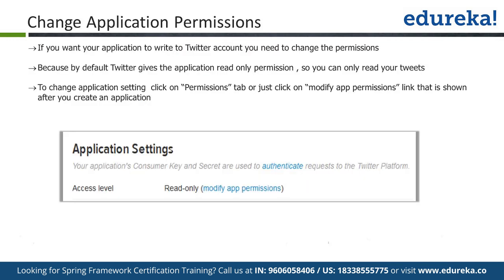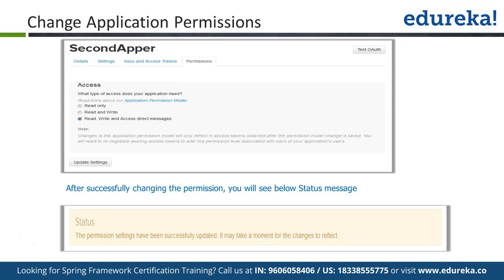Then you need to change the application permissions. Usually once you log in the first time, it is read only. So you can modify your application settings by clicking on modify app permissions. So it will take you to another page, something like this. Here you need to change the permissions from read only to read, write, and access direct messages, and then update the setting. So this way you will have the permissions to read the messages, write the messages, and access any messages from Twitter directly through your application.